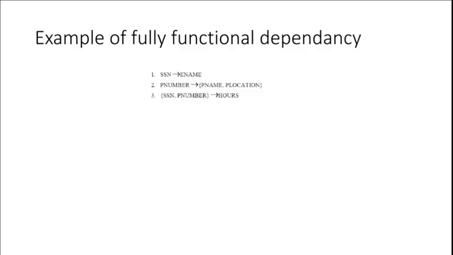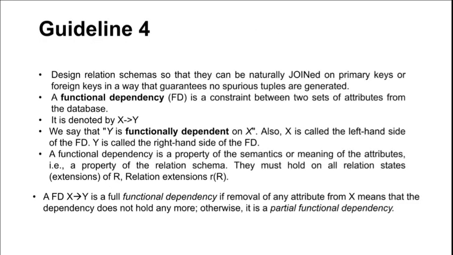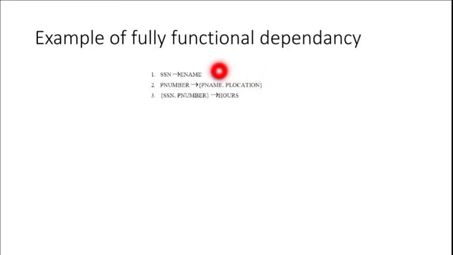If it's possible to remove any of the attributes, then it is also called what? Partial functional dependency. If you can't remove any of the attributes, it is what? It's fully functional dependency. These are the examples of fully functional dependency. Here in the first example also, I can't remove E name. In the second example, I can't remove P name, project name.